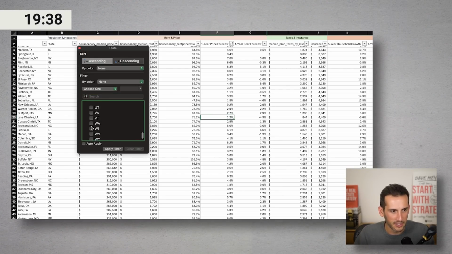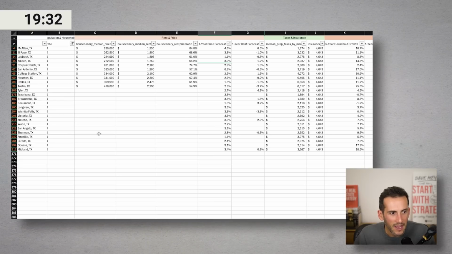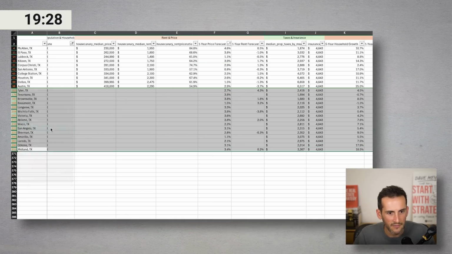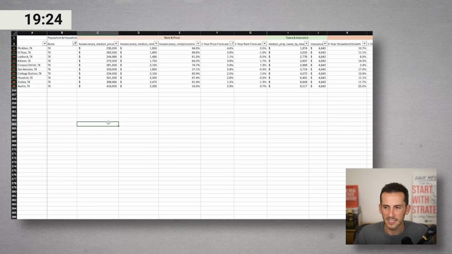So first thing I'm going to do is just get rid of all of the states that are not in Texas. That seems like a logical thing to do, right? And then I'm going to get rid of some of these smaller markets where we don't have data for it. We don't have everything here at BiggerPockets. I'm going to just focus on some of the bigger markets here.